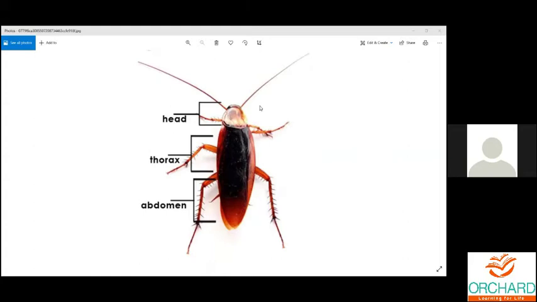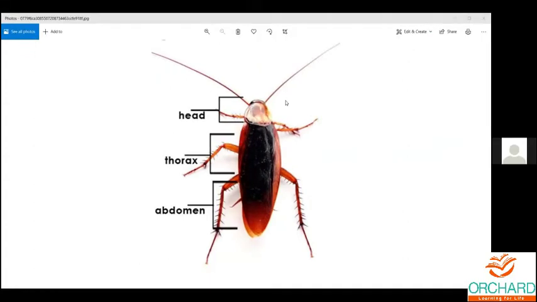So mainly the cockroach is divided into three parts. One will be called the head part, the second will be called the thorax, and the last one you'll be calling an abdomen area. The thorax is where the breathing is taking place, and the abdomen is digestion. The head is present in the front area.